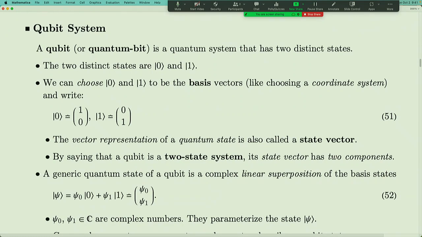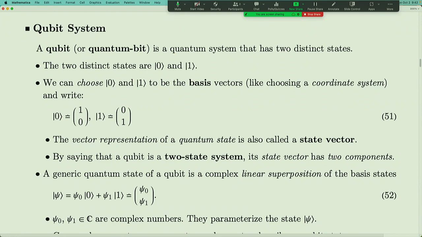You have two states called 0 and 1, and you can choose 0 and 1 to be such basis vectors, because there are two distinct states, which means the Hilbert space, the vector space, has two dimensions, and then there are two orthogonal bases. In this case, I'm not labeling them by 1 and 2. Usually, I would say this is the first basis and the second basis, but the name that you give to the vector is just a naming convention. So for the qubit, we usually say this is the 0 vector, this is the 1 vector, the two bases.